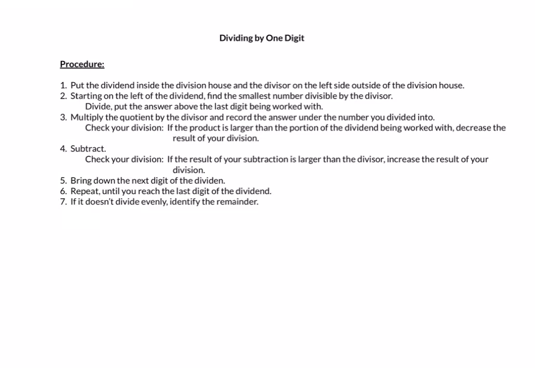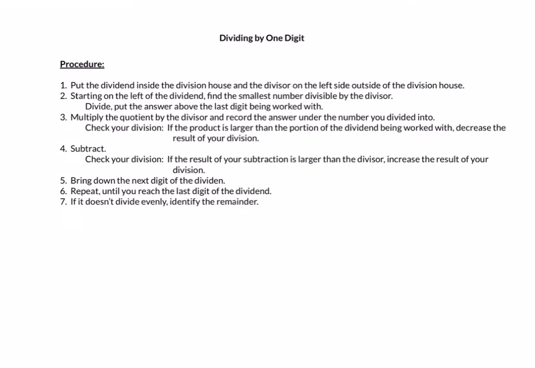We want to do a quick check of our division. If our multiplication or our product is larger than the portion of the dividend being worked with, we need to decrease the result of our division. If you can't subtract, then you went too big.